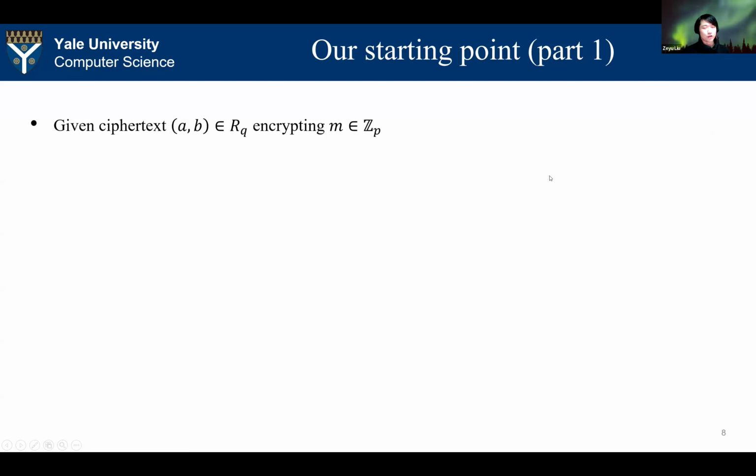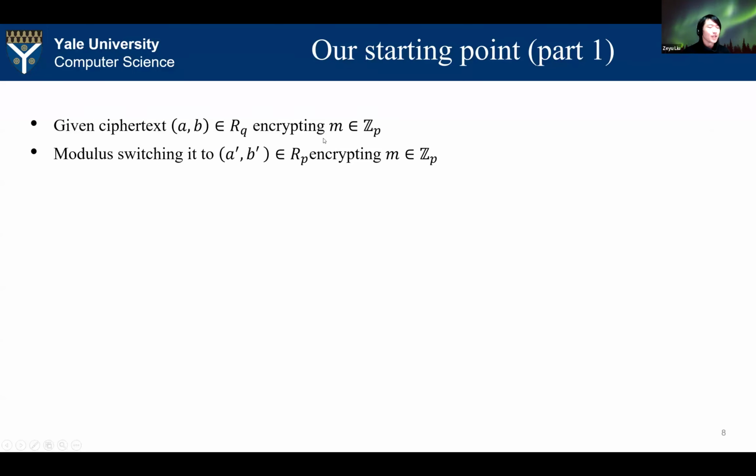How can we bootstrap this special kind of subset? Given some ciphertext (A, B) in the ring R_Q, both of them are ring elements, they are encrypting a single message m in Z_p. Again, the plaintext space is a vector of length n, but we only look at a single element at a time because it works exactly the same for all elements, because every operation we are doing is element-wise.